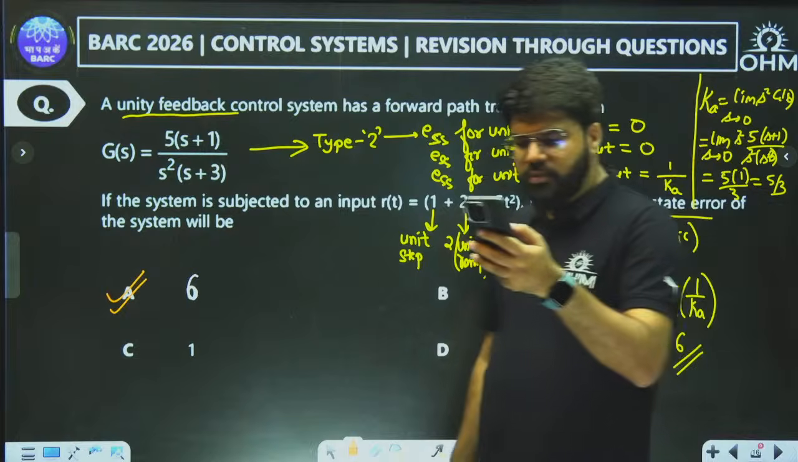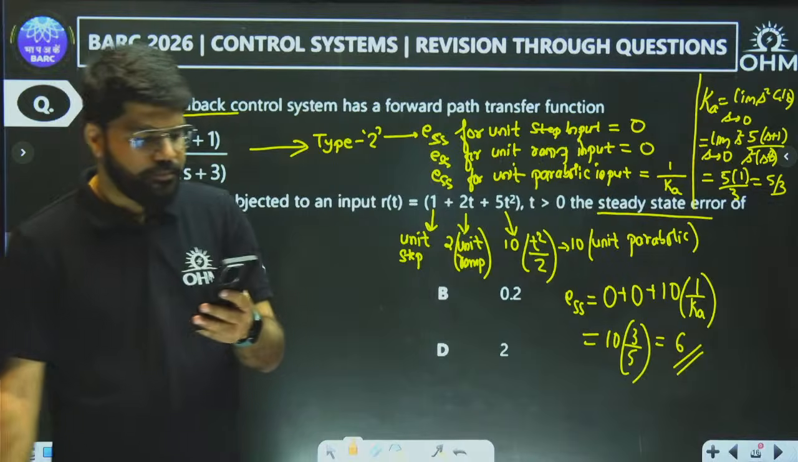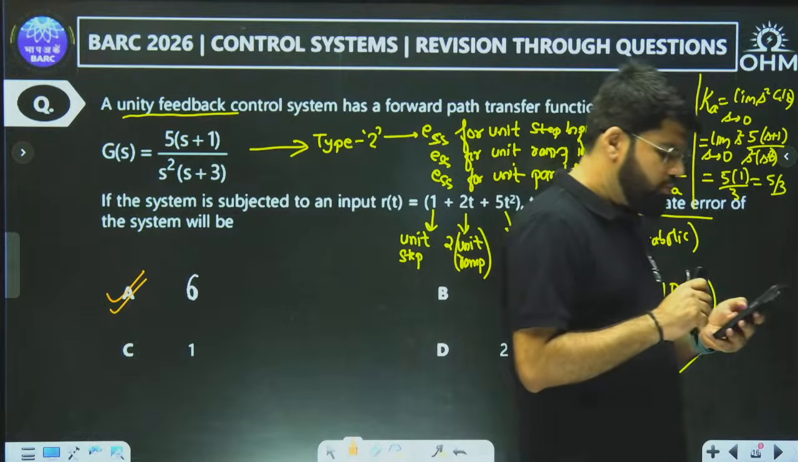No, Satyam, it is not coming up to be 0.2. You can check that clearly. No, it is not 0.2.